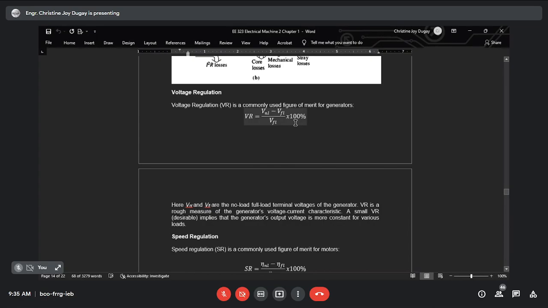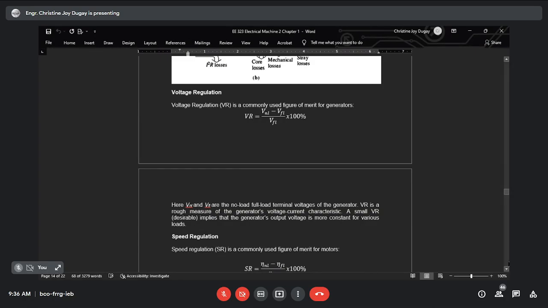So, the lesser, no? The lesser the value of VR, it implies that the generator's output voltage is more constant for various loads. So, kahit ilan pa ang load or kahit magbago-bago pa man kayo dun ng loads sa generator ninyo, magkakaroon kayo ng constant or medyo stable lang yung pag-vary ng voltage natin. Yun ang ibig niyang sabihin.